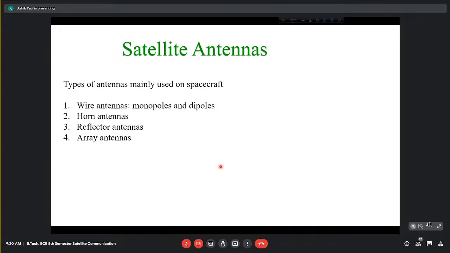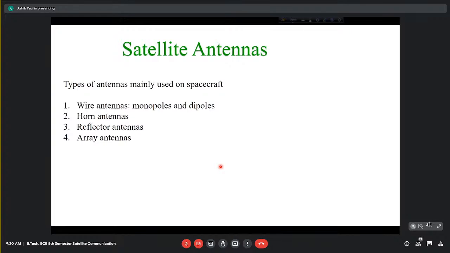Out of these four different kinds of antennas, have you heard the names of these antennas? Yes, sir. All of them, all four kinds of antennas? Yes, sir. Okay.